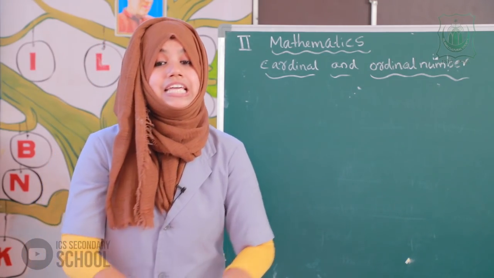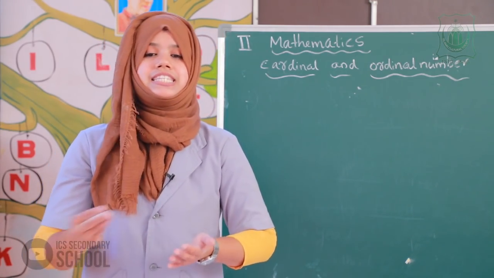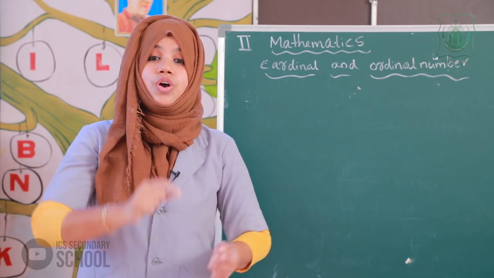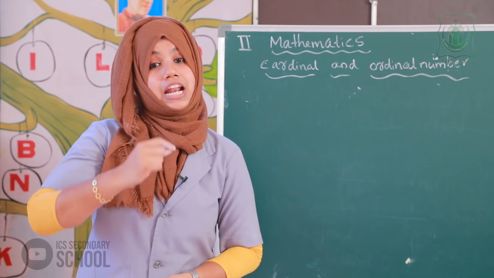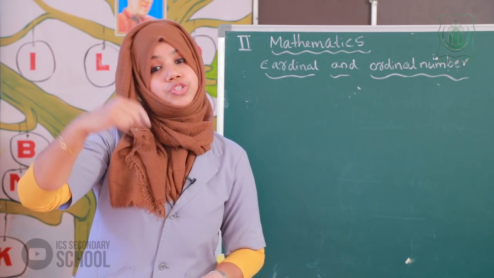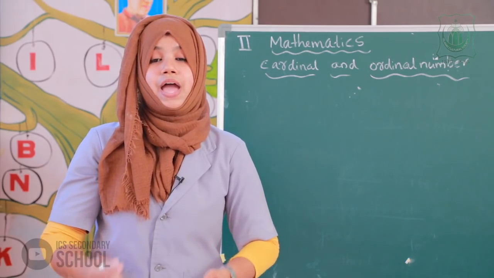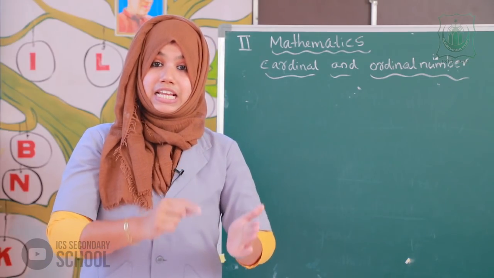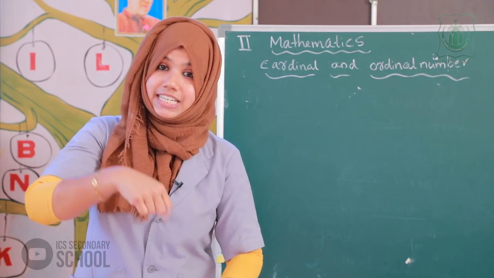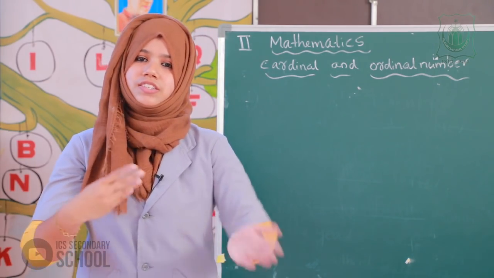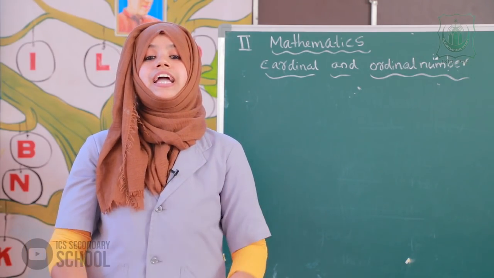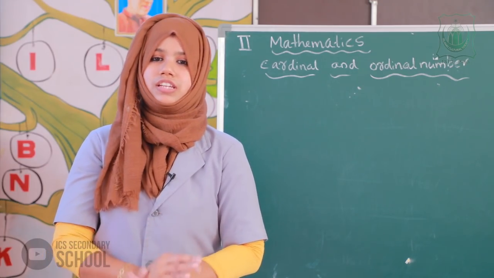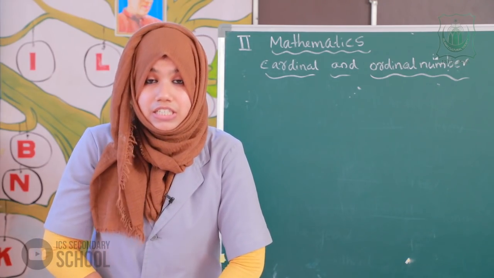What was the topic? The ascending order and descending order. Ascending order means arranging numbers from smallest to greatest. Okay. And what is descending order? Descending order means arranging numbers from greatest to smallest. Just opposite. Okay. And our last topic is the cardinal number and ordinal number. That is what we are learning today.